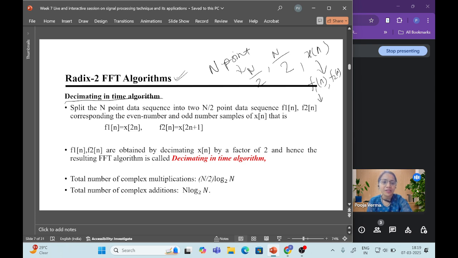One is the even sequence, and the other one is the odd sequence, the odd number of values. So even numbers and odd numbers. Theoretically we can represent the even sequence by f1(n), that is x of 2n, and the odd sequence is represented by x of 2n plus 1. It is in general.